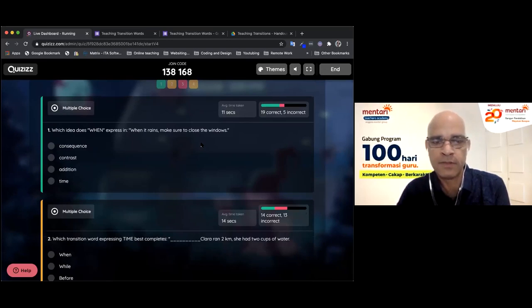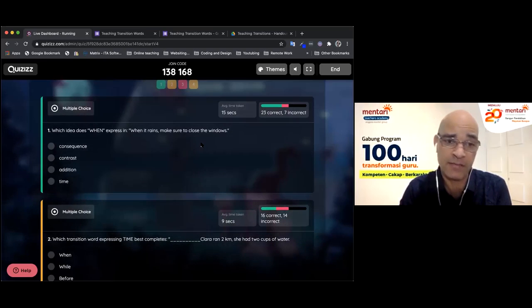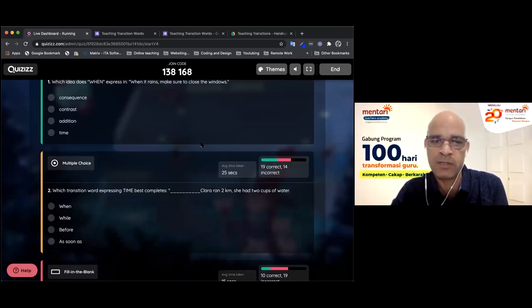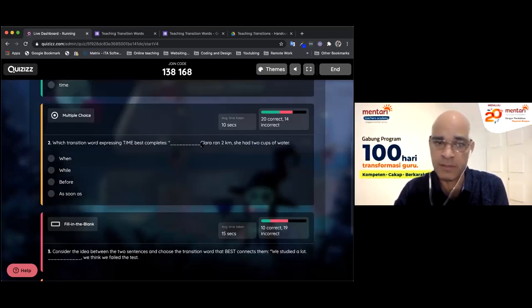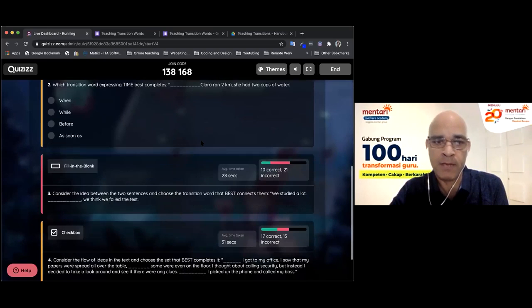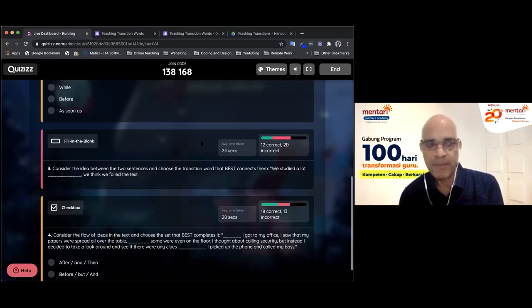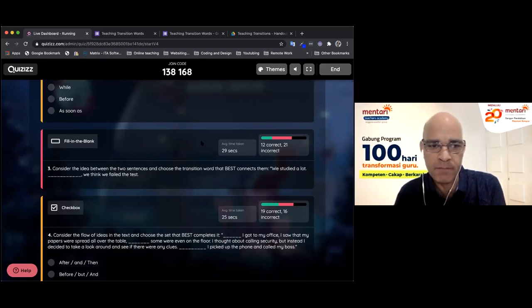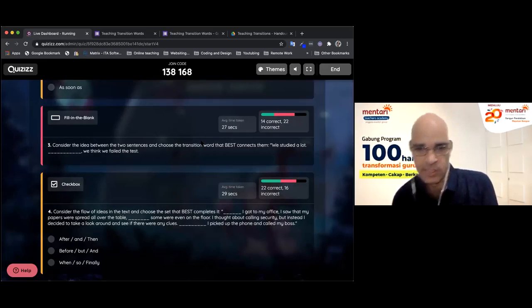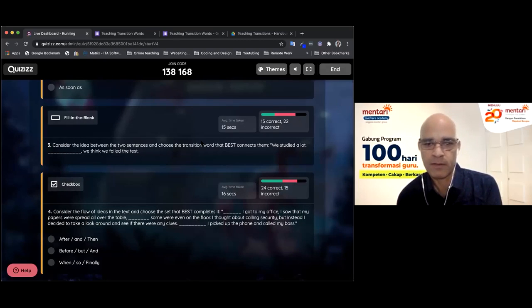So the first question here, our focus is on identifying an idea, right? The idea of when. The second one, you have to pick a transition word that expresses time, or the best one, because all of them are expressing time. So what's the best one in this case? And number 3, it's a fill in the blank, but you have to type what it is that you want to fill in. And the fourth question, you have to pick a set of transition words that make sense here.